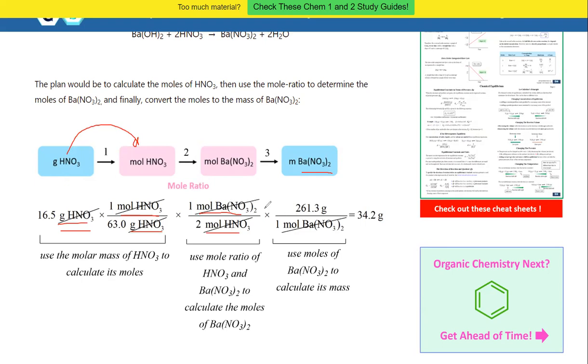And then lastly, we go from moles of barium nitrate back to grams of barium nitrate. And again, just like over here, moles to grams is just the molar mass. It comes from the periodic table. So those are the types of problems you'll find in this problem set.